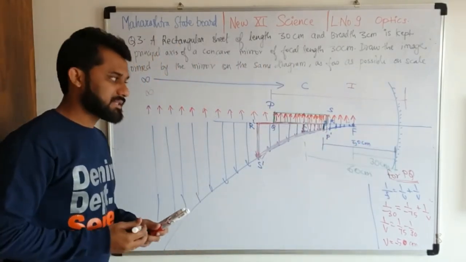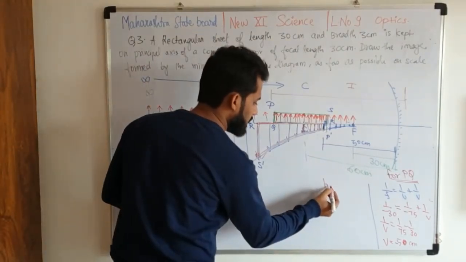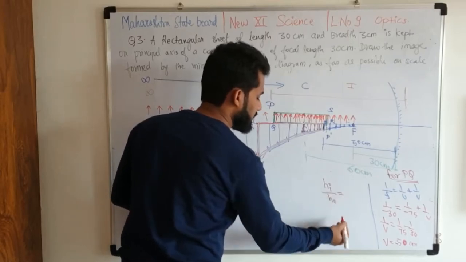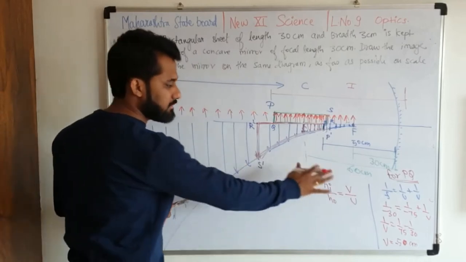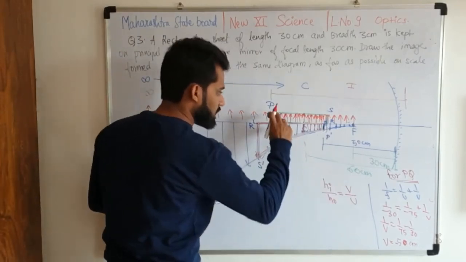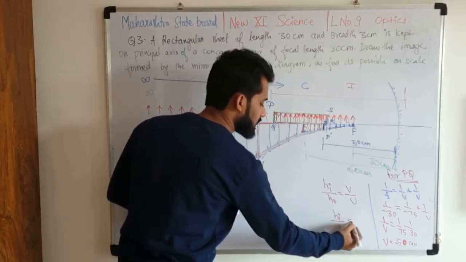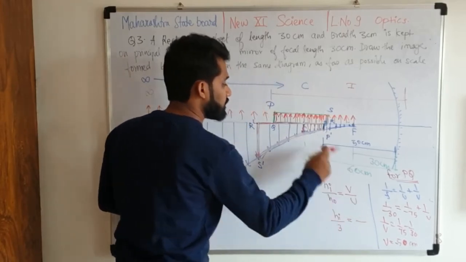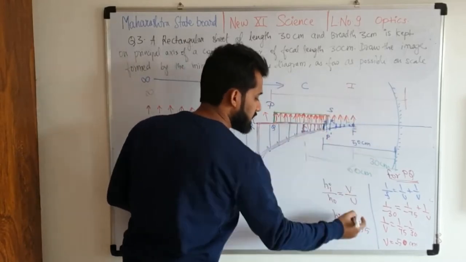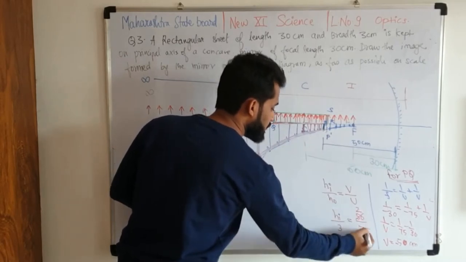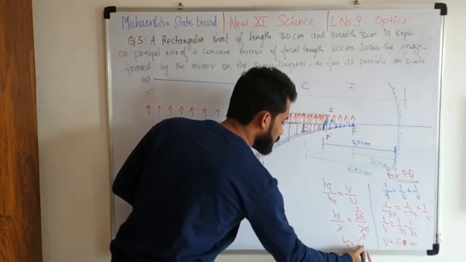What will be its size? You can use height of image upon height of object is equal to distance of image upon distance of object, all in magnitude. The height of the object is 3 cm, and the height of the image we have to calculate. The object is at 75 and the image is at 50. Solving this, 25 twos are 50, 25 threes are 75, the 3s will cancel. You will get the height of image as 2 cm.